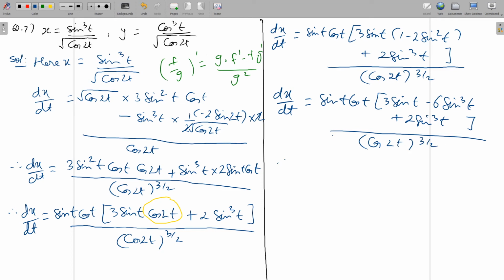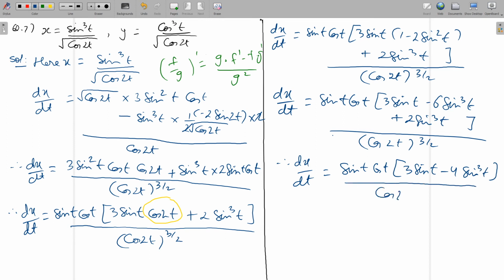So this will give us dx by dt equal to sin t cos t as it is, so this will become 3 sin t minus 6 sin cube t plus 2 sin cube t, which will become minus 4 sin cube t, the whole divided by cos 2t raised to 3 by 2. So this is dx by dt.